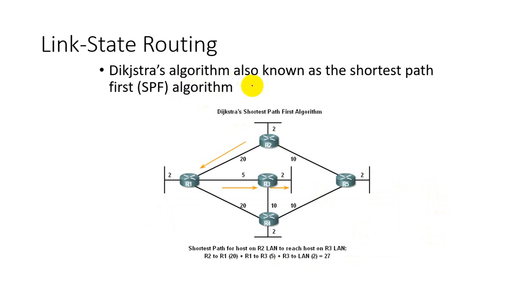The Dijkstra algorithm is also known as the shortest path first, SPF algorithm. Here we can see the shortest path for the R2 LAN to reach the R3 LAN. If you need to reach from here to here, we can calculate: R2 to R1 has a cost of 20, let's suppose 20. Then R1 to R3 has a cost of 5. Then R3 to the LAN has a cost of 2. If we add all of this, it will be 27.